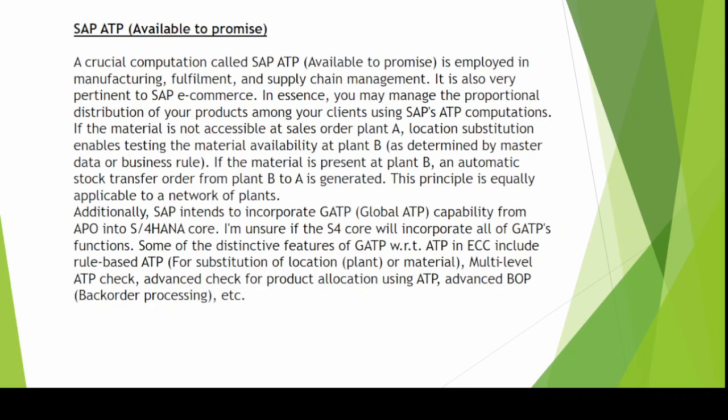Some of the distinctive features of GATP with respect to ATP in ECC include rule-based ATP for substitution of location, plant or material, multi-level ATP check, advanced check for product allocation using ATP, advanced BOP, back order processing, etc. It means to say that global ATP is also enhanced, and S4HANA uses it very keenly.